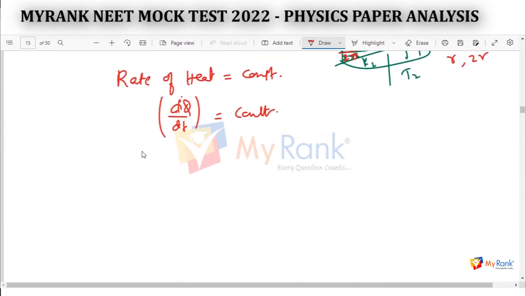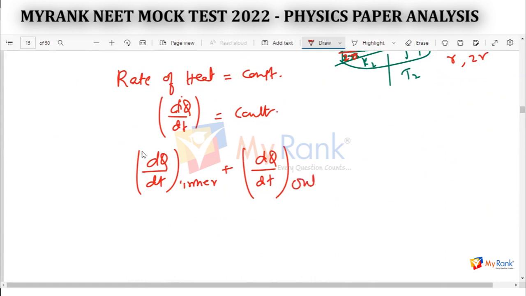Okay, fine. So then what we can do is dQ/dt for the inner cell plus dQ/dt for the outer cell must be equal to, students, dQ/dt total. And the total heat flow becomes like this, students.